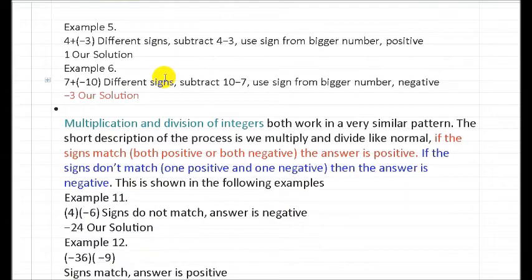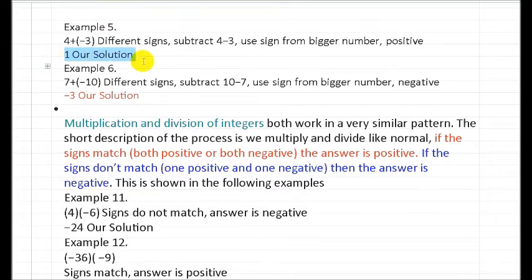Another example, 4 plus minus 3, different signs. Subtract 4 minus 3 and use the sign from the bigger number. 4 is bigger than 3. That means 1 is our solution.